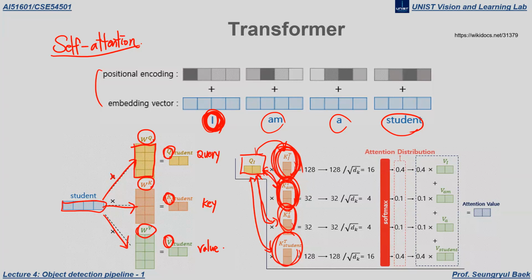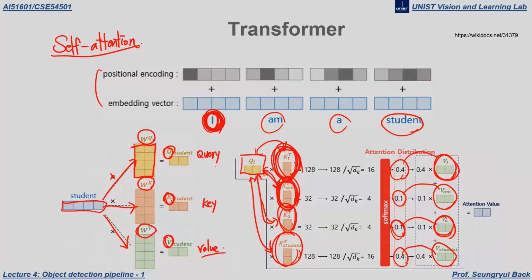And then we can multiply this value. This is the attention value we obtain from this query-key multiplication. And then we multiply this value with the value. This becomes the feature, the new feature.